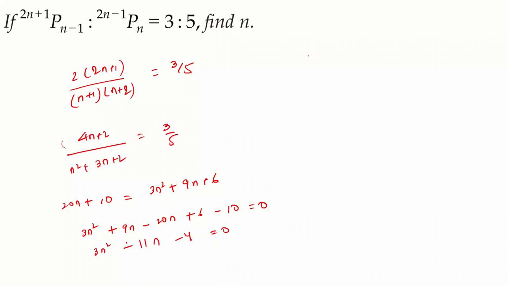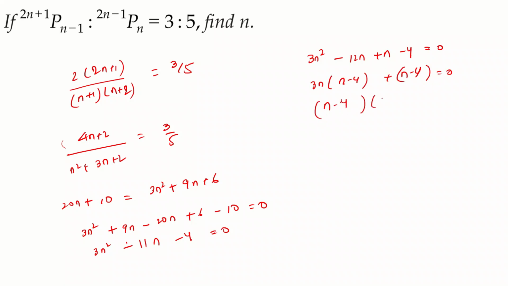And then we can factorize it as 3n square minus 12n plus n minus 4 is equal to 0. We take 3n common, (n minus 4) plus (n minus 4) is equal to 0. We take (n minus 4) common again, and we have (3n plus 1) is equal to 0. We have two values of n. One is n is equal to 4 and another one is minus 1 by 3.